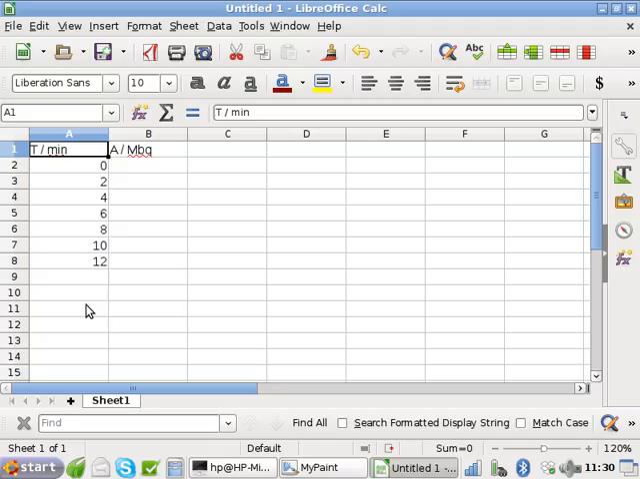Right, the activity, what's the first one? 12.31.